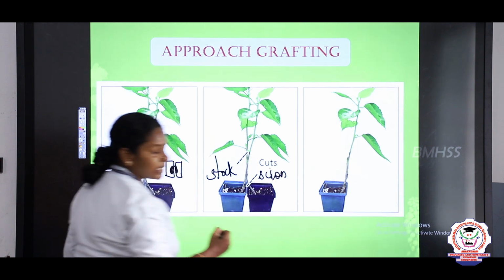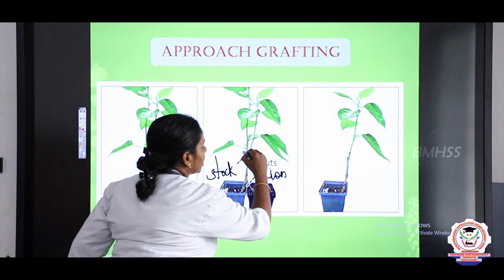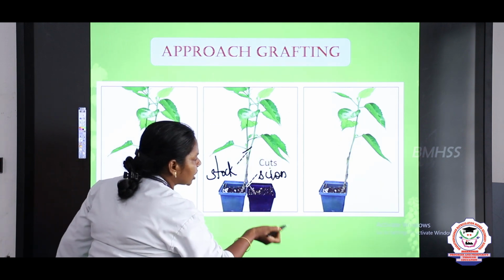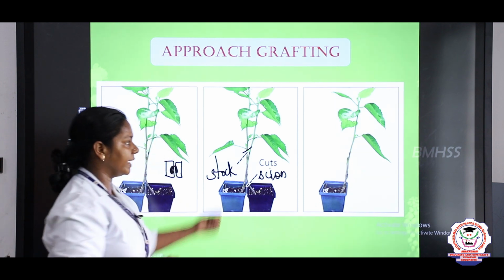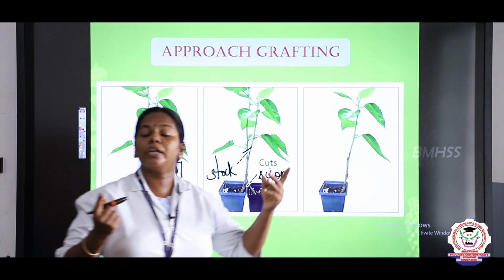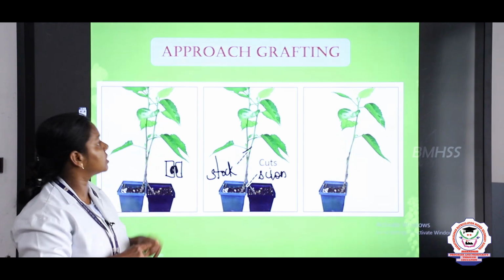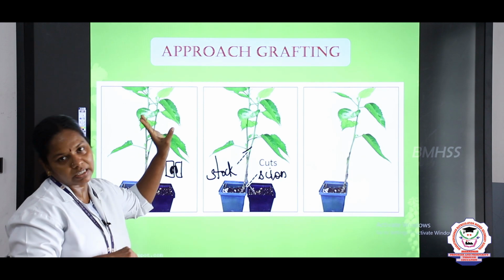After binding it with a tape, after 2 weeks what are we doing? We are cutting the upper portion of the stalk and the lower portion of the scion, and it continues to grow into an individual plant. So when two plants come in contact with each other, we say this is approach. So what is this? Approach grafting.